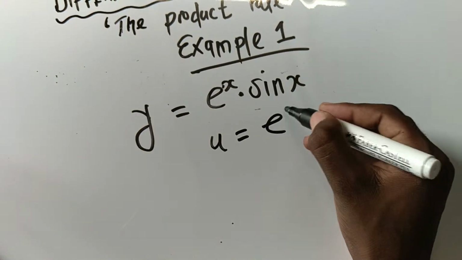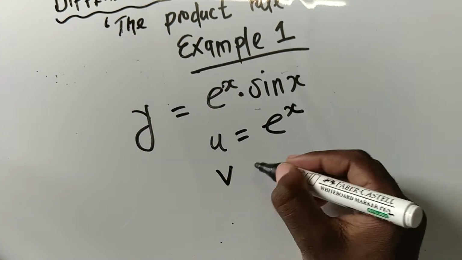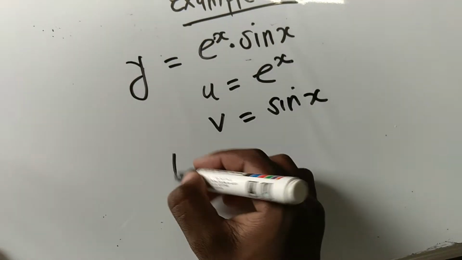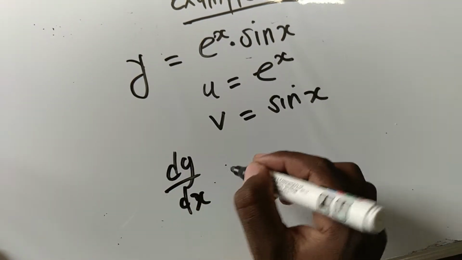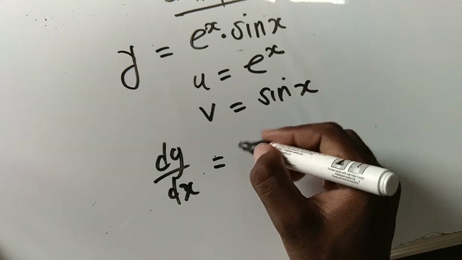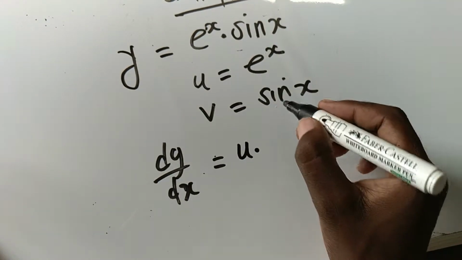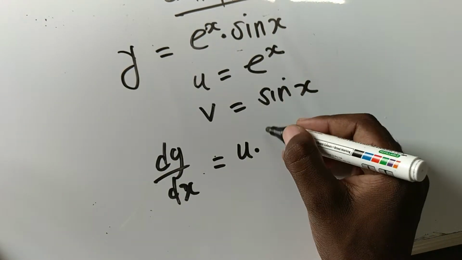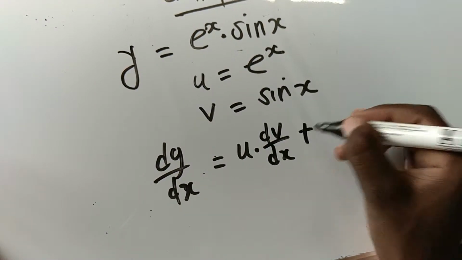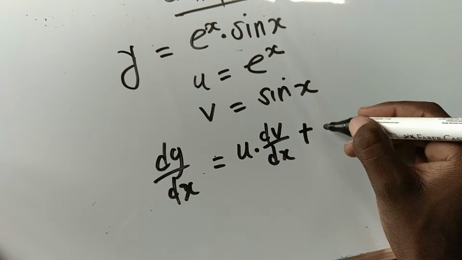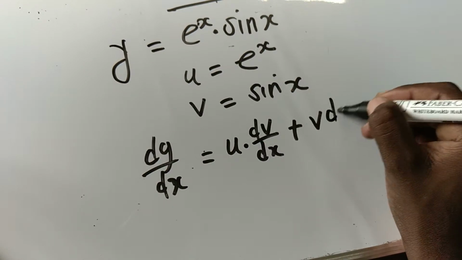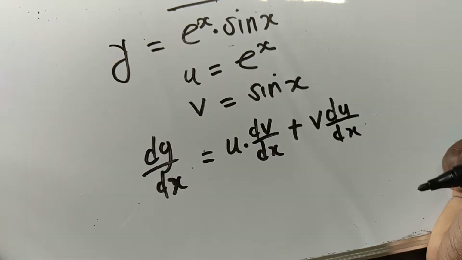U is e raised to the power x. And what is our v? Our v is sine x. And what is our formula? Our formula states that dy dx is equal to, I keep the first function u constant, multiplied by differentiating the second function v with respect to x, because they are both functions of x. Then I add by keeping the second function constant as it is, and then differentiating the first function with respect to x.